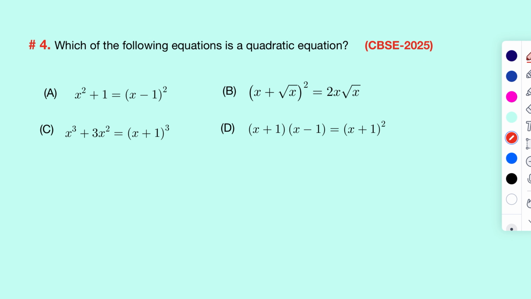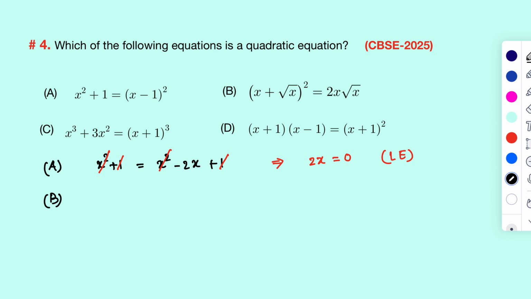And come to question number 4. Which of the following equations is a quadratic equation? You see, for the first case, if we simplify it, we will get x square plus 1 equal to x square minus 2x plus 1. The x square and 1 will be cancelled out. So we will get minus 2x is equal to 0, or 2x is equal to 0. This is a linear equation. This is not a quadratic.